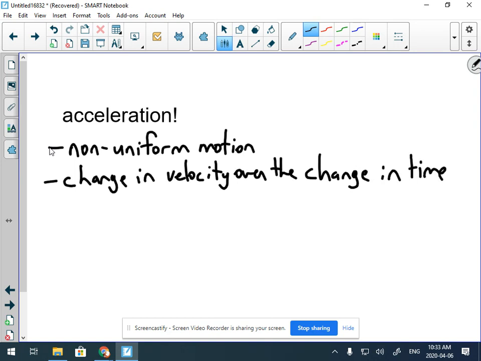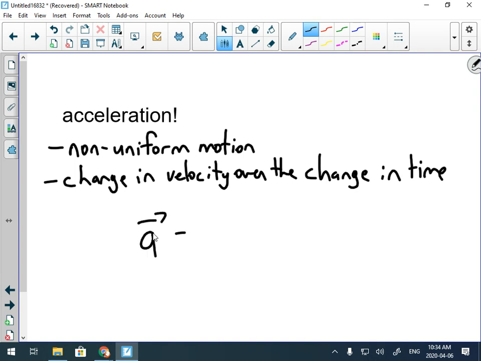What does that mean? Acceleration is how much faster or how much slower you're going over time. It's like flooring it when you're in a car or slowing down to a red light. You're changing your speed over time. And the formula looks like this. Acceleration is equal to Vf minus Vi over delta t.